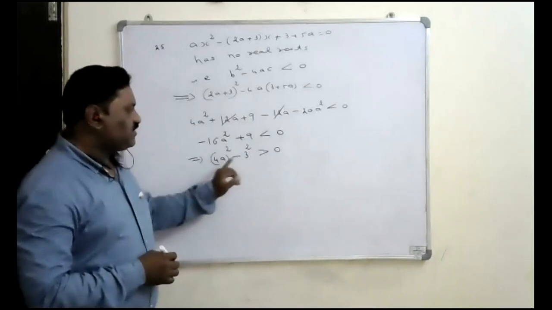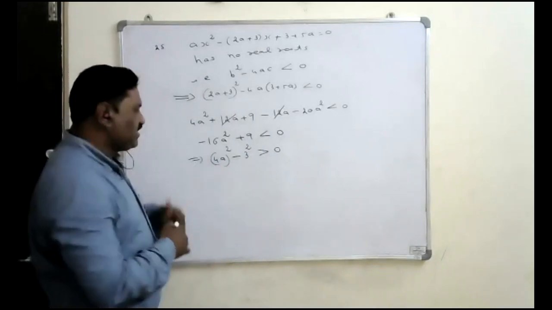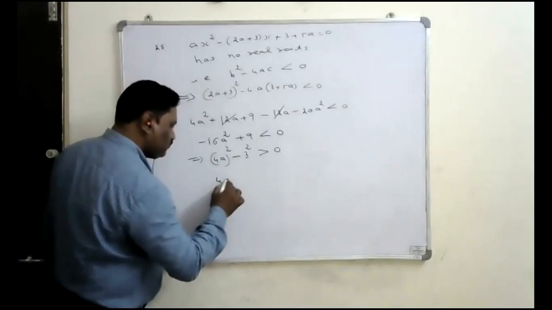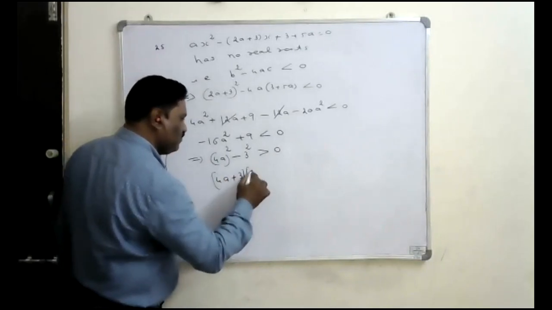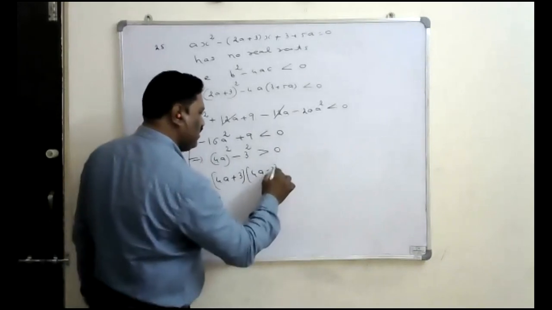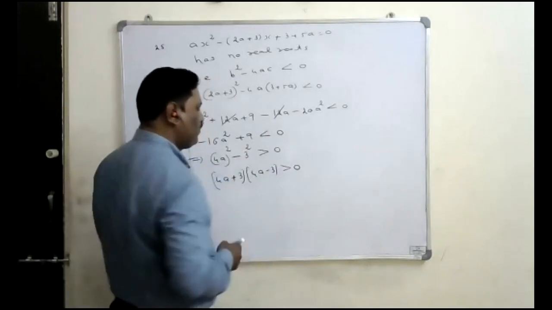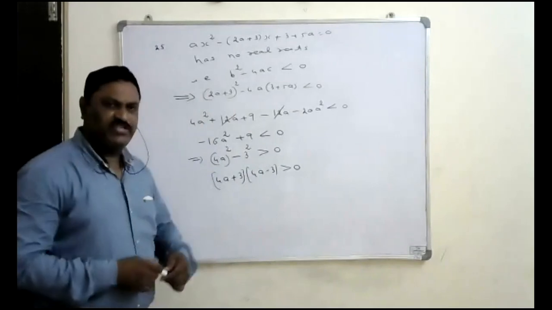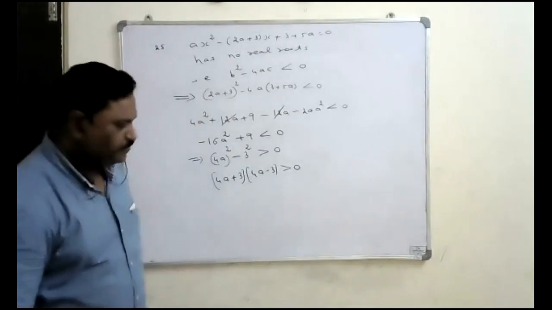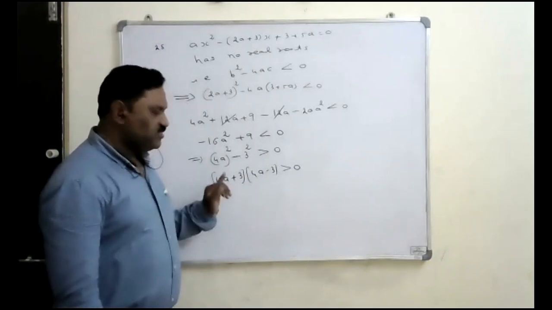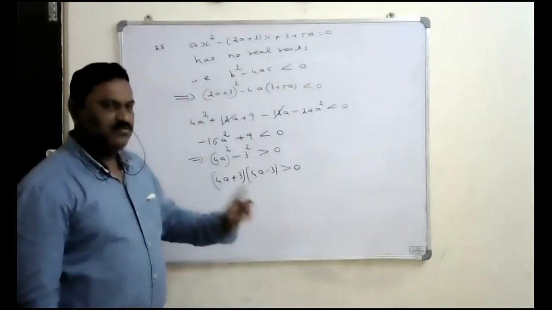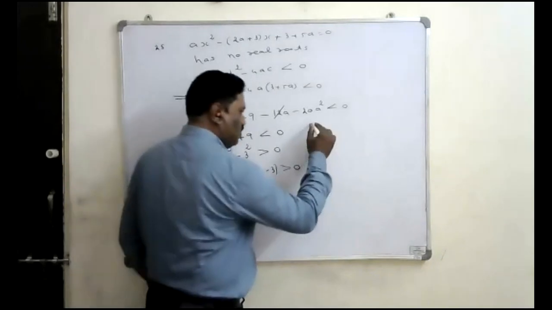Now it is in the form of a square minus b square. What are the factors? 4a plus 3 and 4a minus 3, the product is greater than 0. Then what are the roots of this equation? The roots are minus 3 by 4 and 3 by 4.